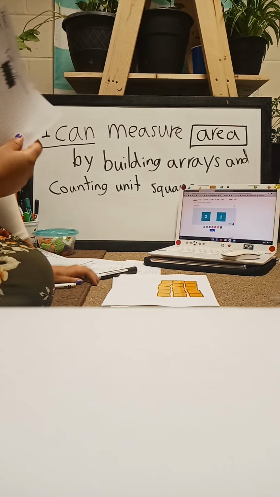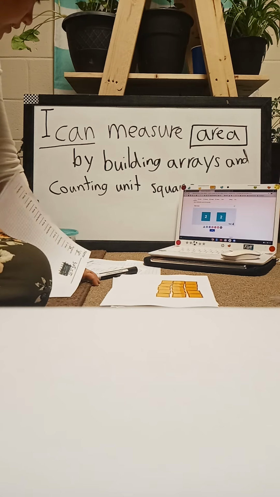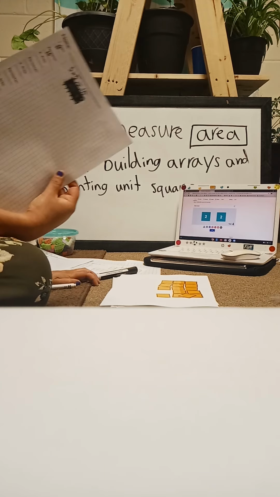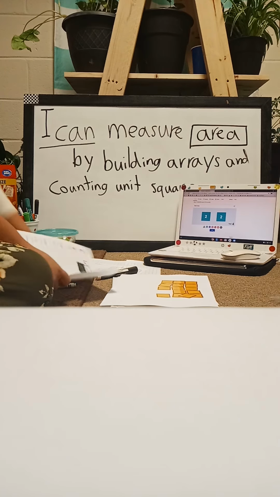And then what you guys are going to do is roll the dice again. You're going to multiply it out. You're going to arrange it with the pattern blocks. You're going to draw it in here and write the area and perimeter.